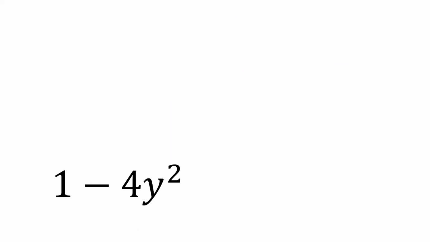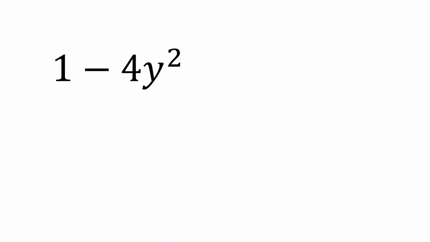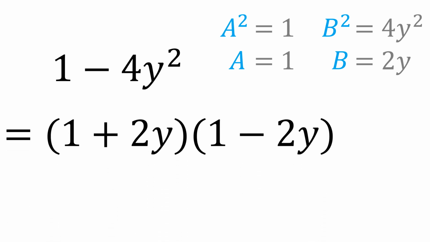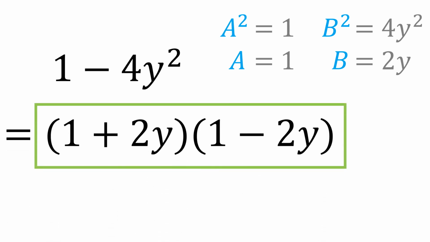Now lastly, if we have 1 - 4y², then we have a² as 1 and b² as 4y². Now we get the square root of a² and b². So we have a equals 1 and b equals 2y. So therefore, the factored form of 1 - 4y² is (1 + 2y)(1 - 2y).